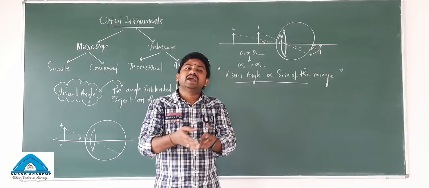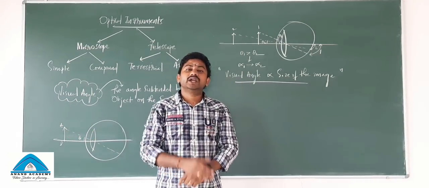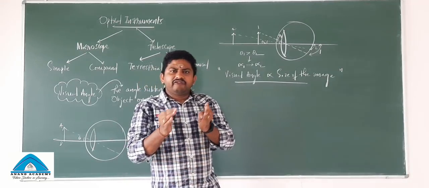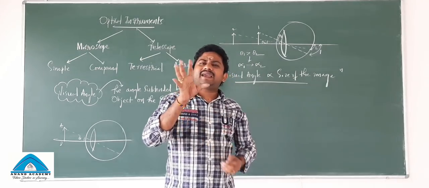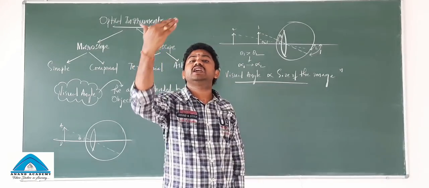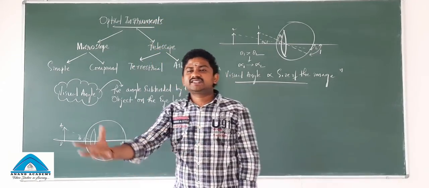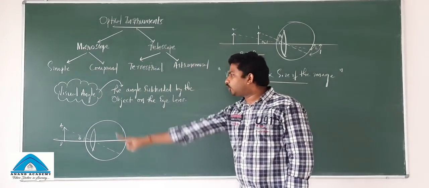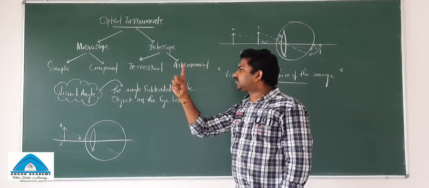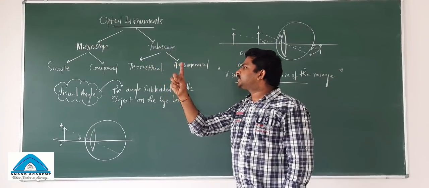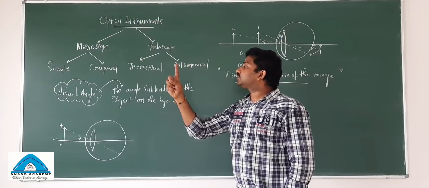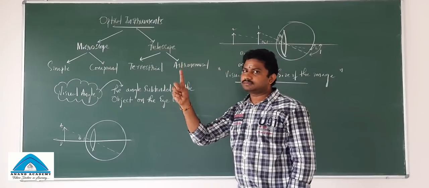concept, which will be useful in any derivation you do in optical instruments. That is, where we can see the maximum size of the object when we keep it in front of the human eye. Imagine this is the eye here. I have an object, this is the object. When I keep this object at a particular point, I can see the object clearly without any strain, and I can see the size of the object is maximum.